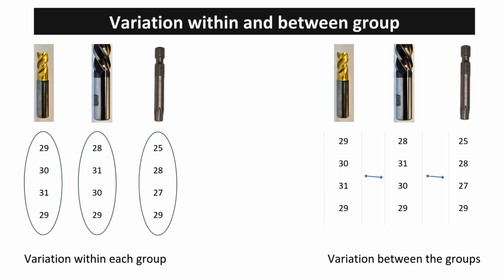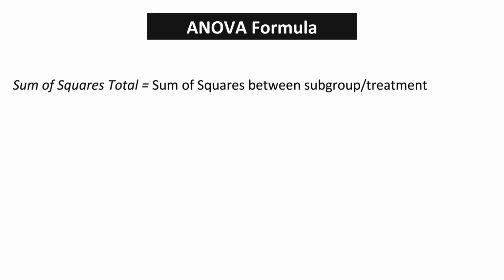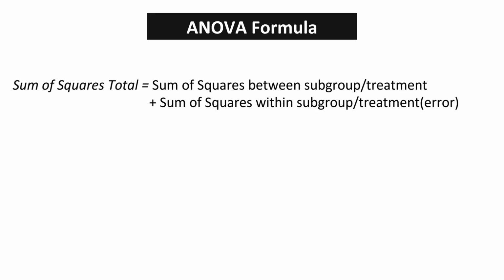In analysis of variance, ANOVA, the total sum of squares helps express the total variation that can be attributed to various factors. The total variation, SST, is the sum of the variation between the treatment groups, SSB, and the variation within the treatment groups, SSE.